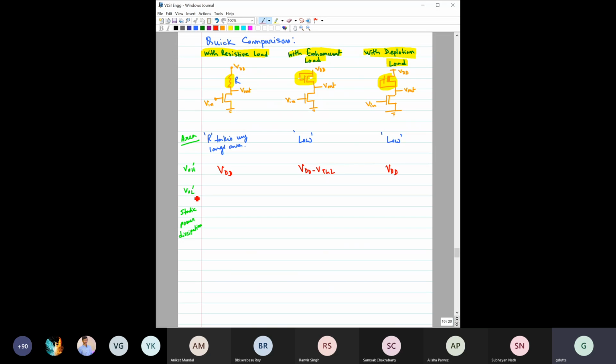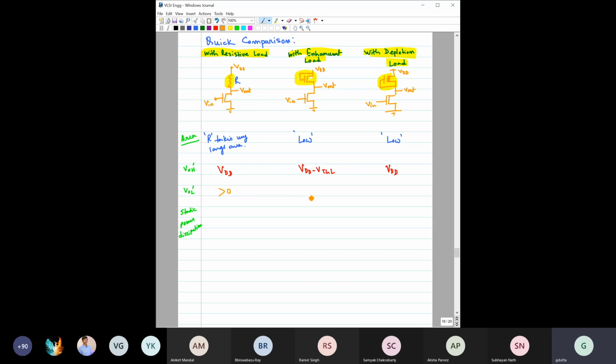What is VOL dash for this? I am definitely not asking the value. Is it 0 or not 0? Non-zero. VDS saturation. That is not a correct way to say it, because VDS saturation is dependent on VG. So basically we can say it is greater than 0.